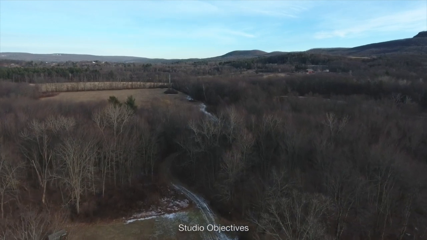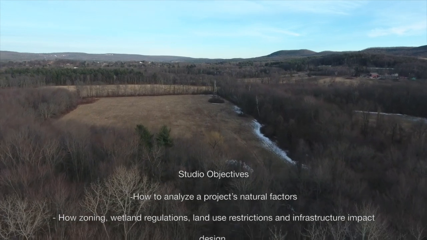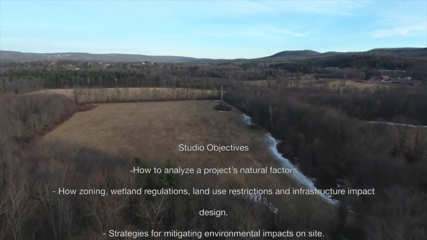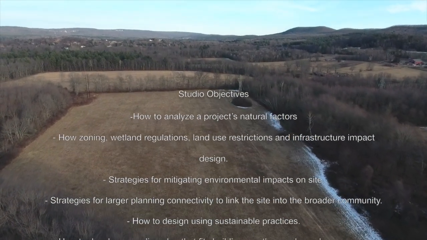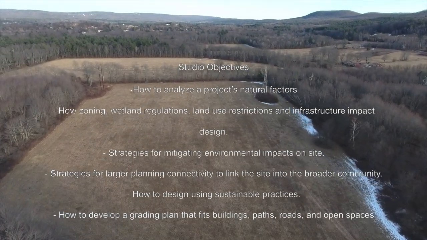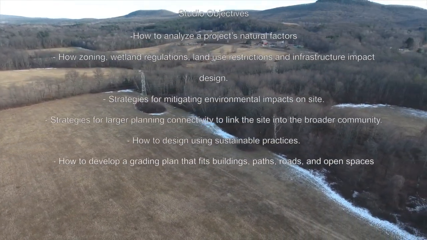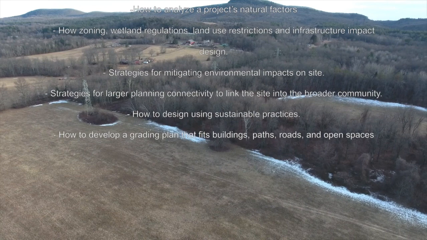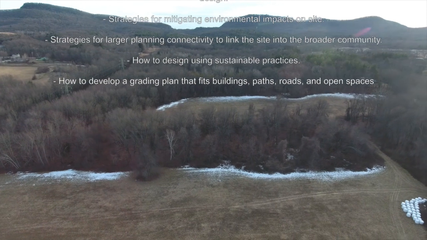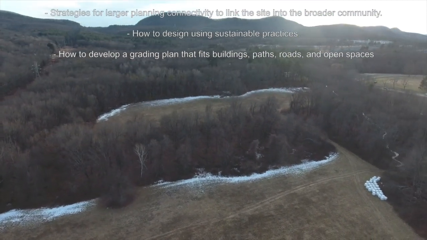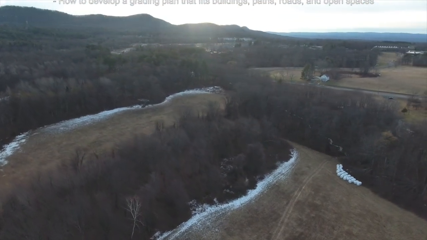The studio had multiple objectives that each group sought to integrate into their final designs. We focused on learning how to analyze a project's natural factors, such as wetlands, vegetation, soils, and slopes, in order to develop a clear set of opportunities and constraints, how zoning, wetland regulations, land use restrictions, and infrastructure impact design, strategies for mitigating environmental impacts on site, strategies for larger planning connectivity to link the site into the broader community, how to design using sustainable practices, and how to develop a grading plan that fits buildings, paths, roads, and open spaces naturally into the landscape.